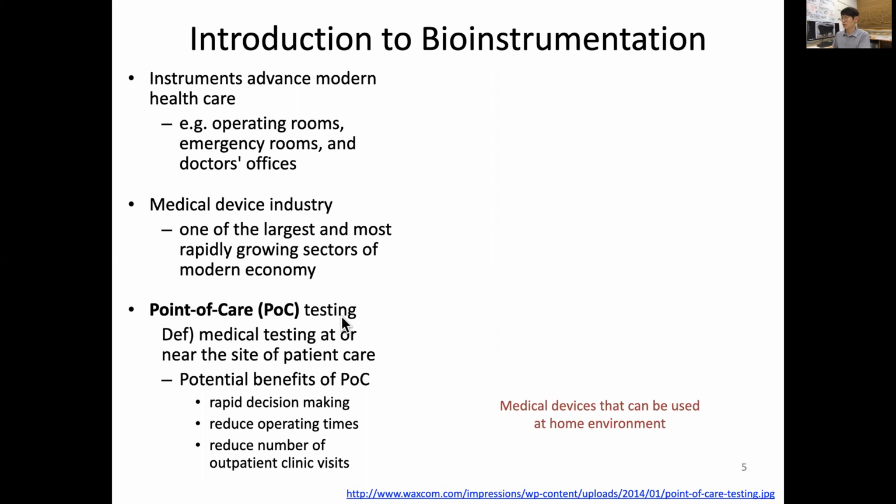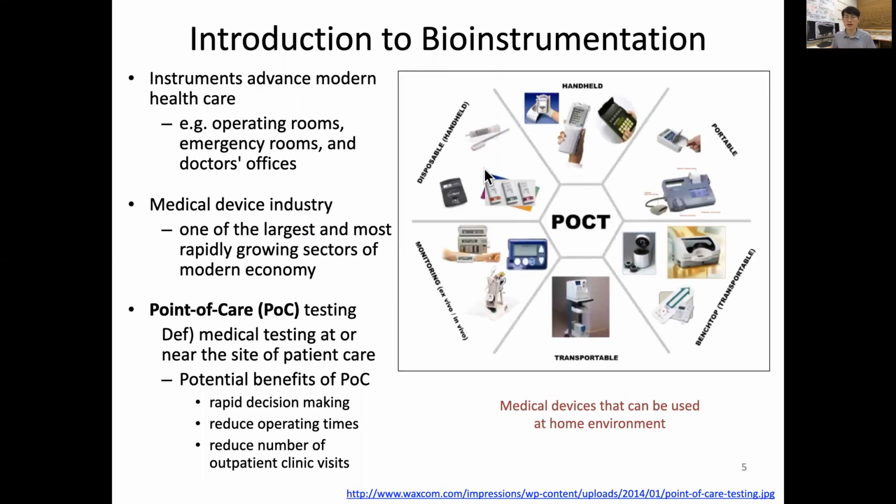So let me show an example of a point of care testing device, which is now a more transportable monitoring device for blood pressure. Now it gets smaller and cheaper, so even a home can have it. And a disposable handheld device, for example, for testing pregnancy. It's a nice, simple kit nowadays. It's a disposable and handheld device, such as a glucose monitoring device, or a benchtop device. So these are medical devices that can now be used in the home environment.